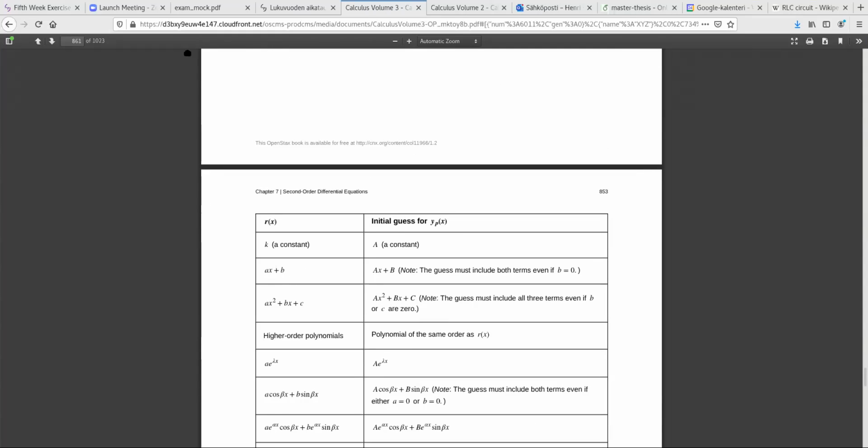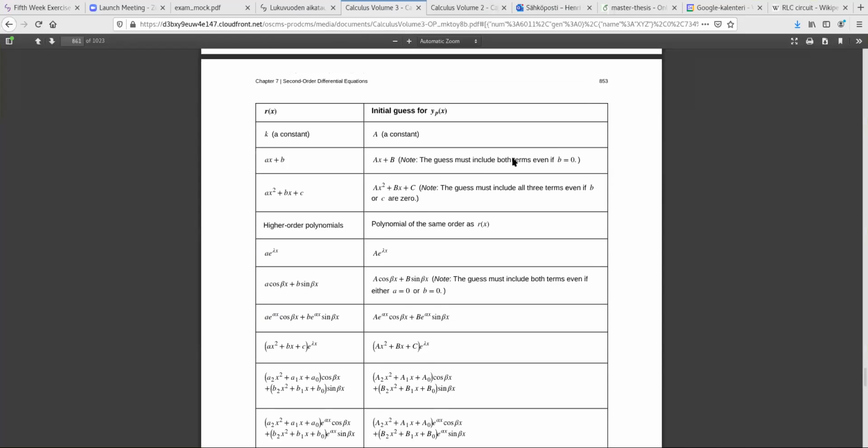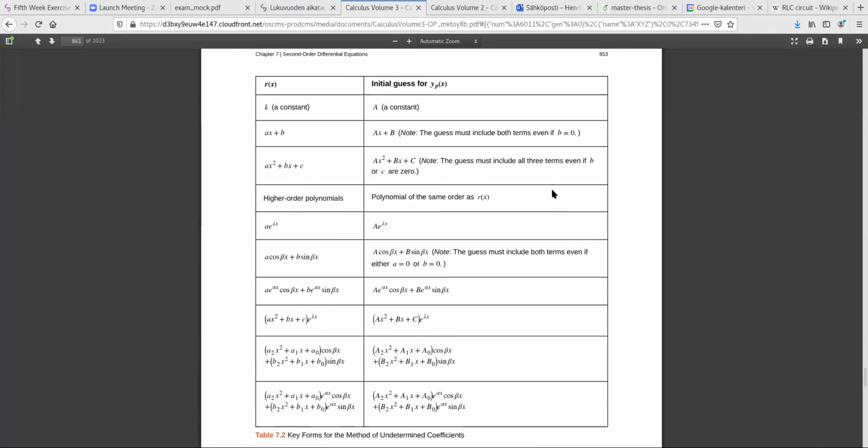Here's really a table, with no need to go through all these possible situations. Here is a list of key forms that you can try. The initial guess for the particular solution, if it's a polynomial, should be a polynomial of the same order as the R of x. If it contains sine and cosine functions, then simply a linear combination of sine and cosine functions.